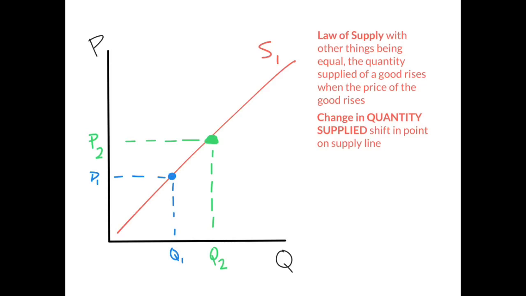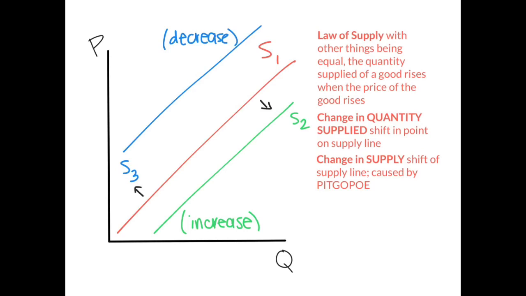Okay, so let's see what a change in quantity supplied would look like on a supply graph. So let's say the price of a product goes from P1 to P2. This would cause an increase in the quantity from Q1 to Q2. So as you can see here, a change in quantity supplied is shown through a shift of the point on the supply line, which is very similar to the change in quantity demanded, except instead of having a demand curve, we have a supply curve.